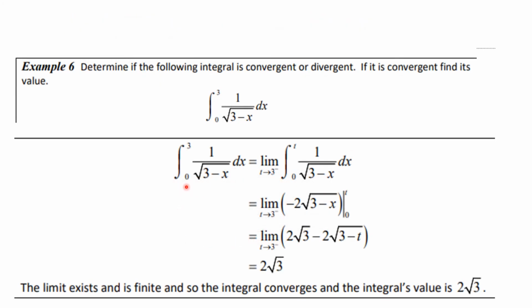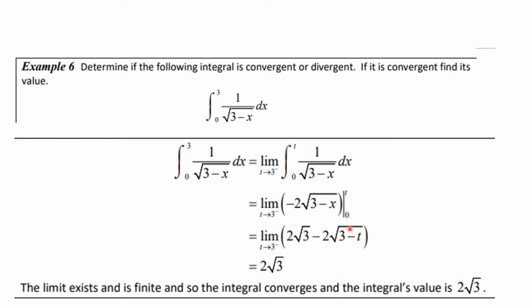Okay, so now this one is discontinuous at 3. So this integral then is going to be the limit as t tends to 3 from the left, and you have the integral from 0 to t of this integrand. Add 1 to the exponent, divide by the new exponent, and you do have to use substitution here. But what you will get is that this is the limit as t tends to 3 from the left, and this is minus 2 square root of 3 minus x. We're evaluating at 0 and t. Make sure you follow all these computations, because one day you will be doing this yourself.